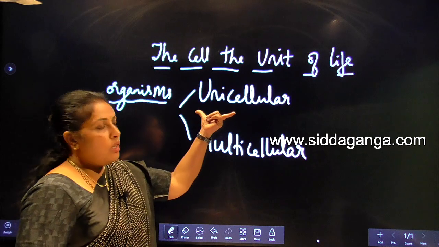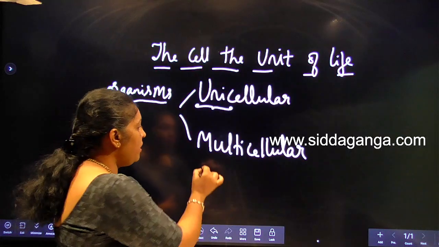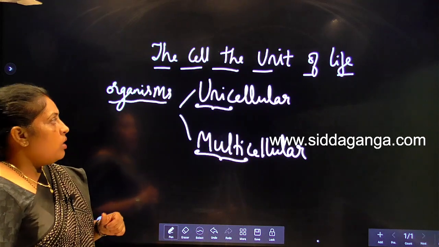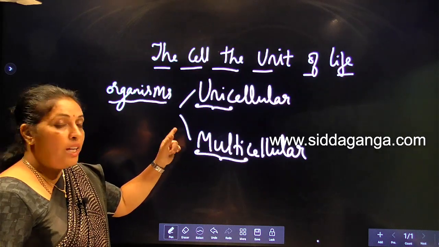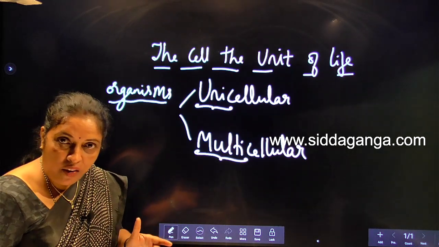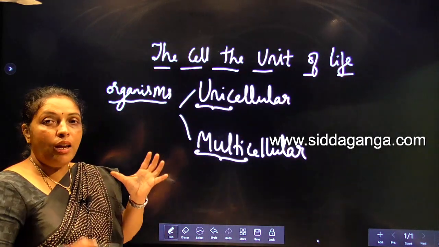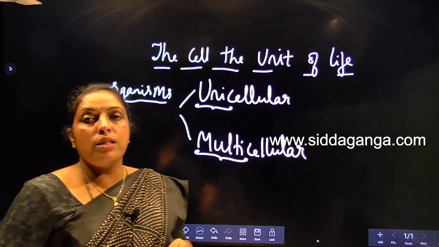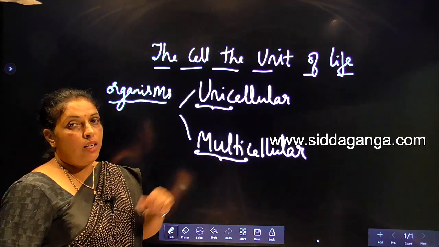One, unicellular. Unicellular means what? They are made up of a single cell. Multicellular means they are made up of many cells. Understood? The organisms in which the single cell is responsible for its existence and performing all the essential functions of life, we consider as unicellular. Whereas in multicellular, groups of cells form tissues, organs and organ systems for the survival of that organism. Those come under a group called multicellular organisms.